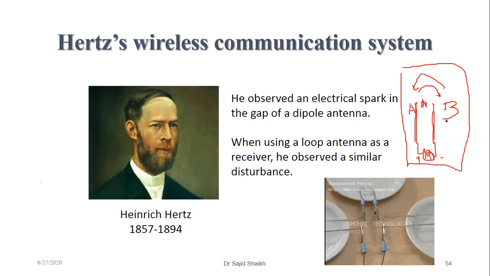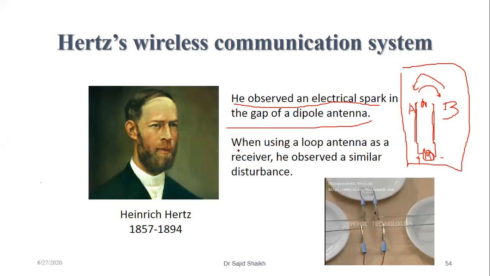Okay, so how it will work, we will see in detail. But right now you only have to understand that the experiment related to the antenna was first done by the scientist Hertz in 1957. What he observed was an electrical spark in the gap of a dipole antenna. Right, he observed the spark between these two dipole ends, A and B.